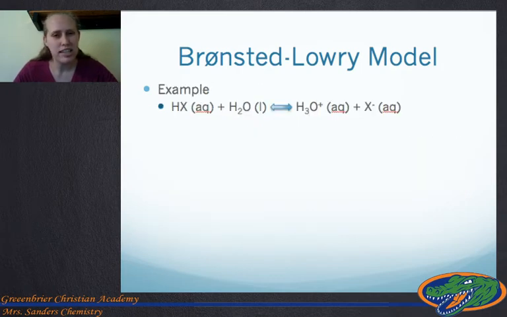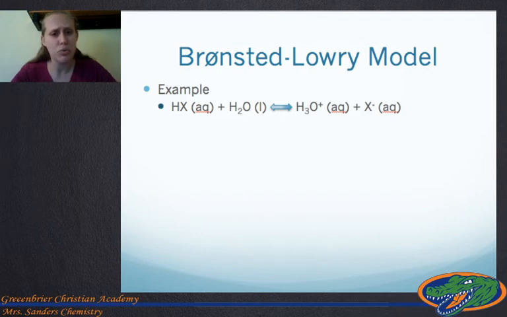Now we're going to look at this example because I know that the Bronsted-Lowry labeling of conjugate acid and base sounds a little confusing until you really see it in action, because it really isn't as complicated as it sounds. So notice the first example, you have HX, aqueous, plus H2O, liquid, double arrow, which means reversible reaction, and you're going to form H3O, aqueous, plus X negative, aqueous.